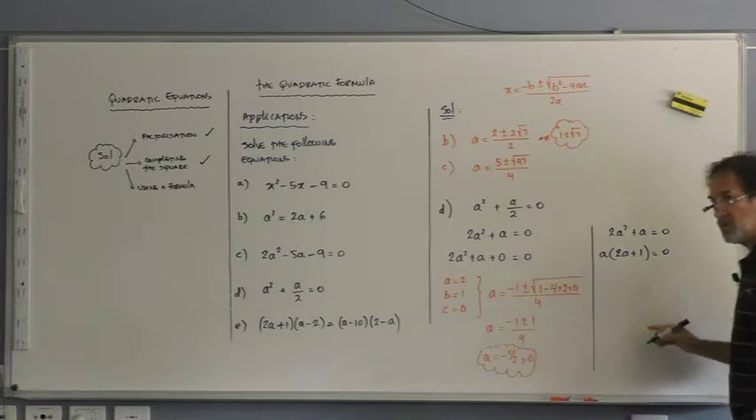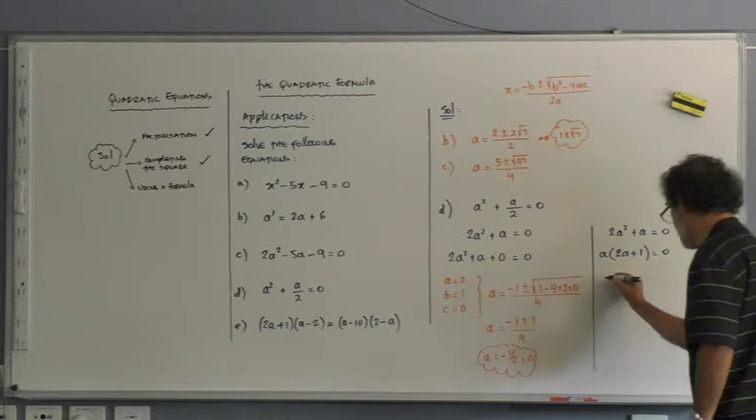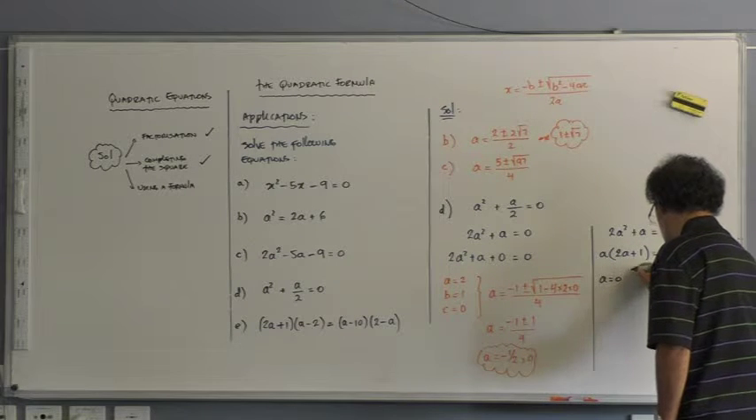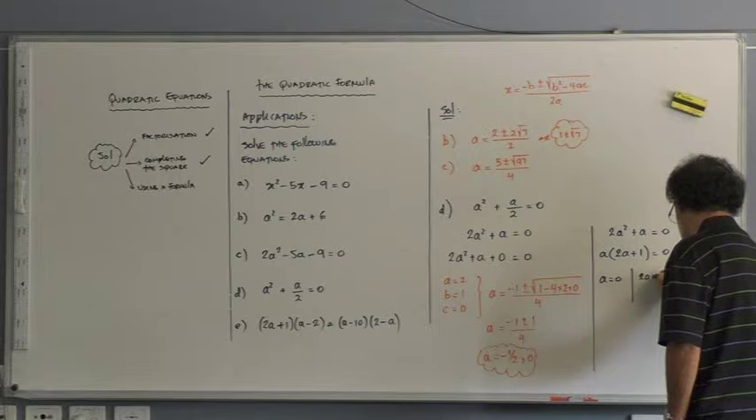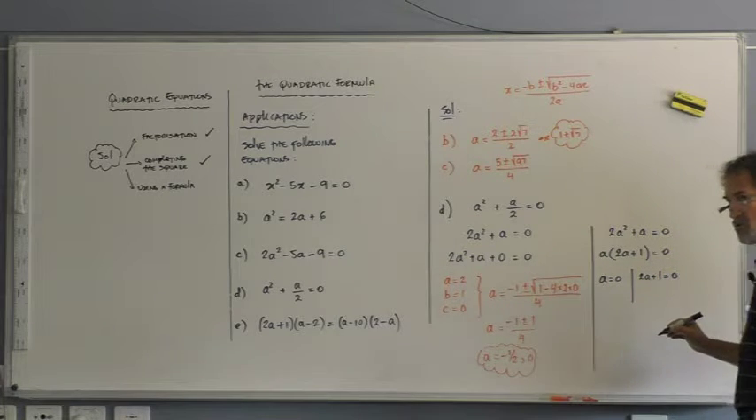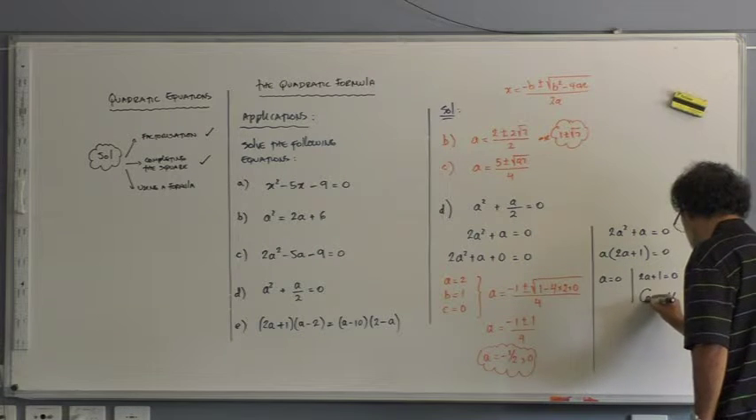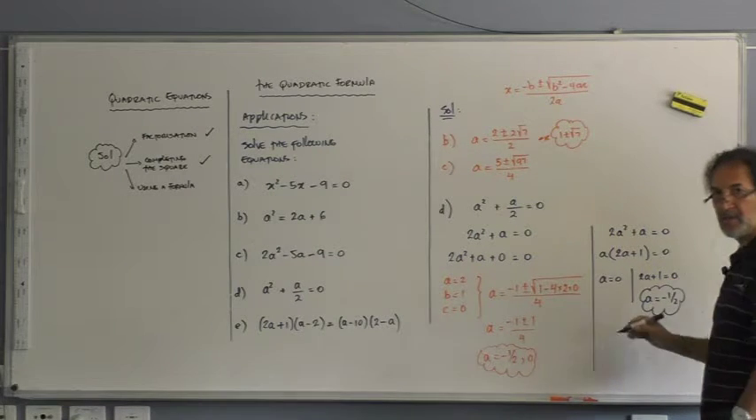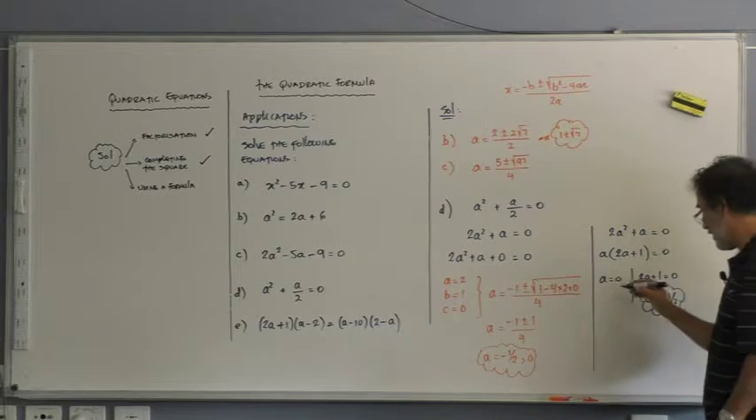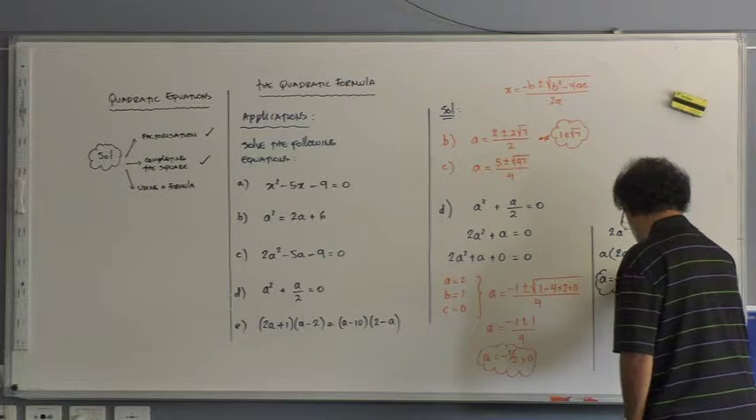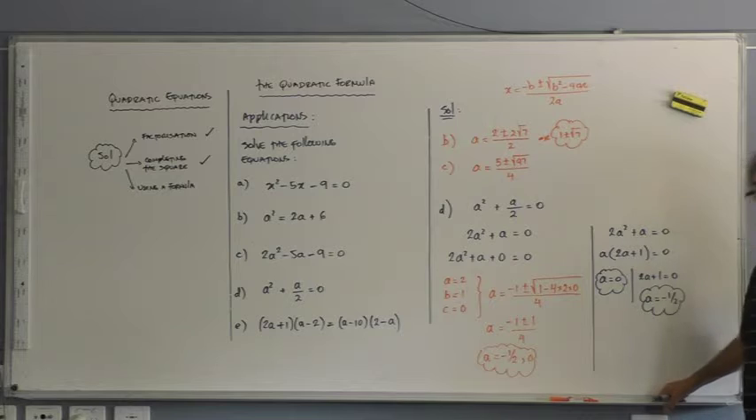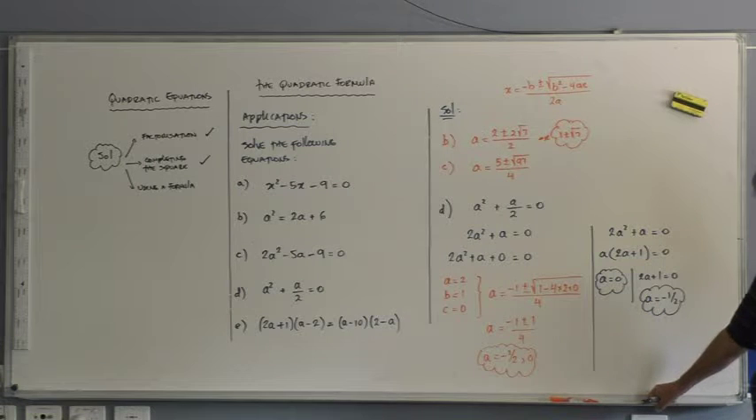equals 0. And then you can see we're going to have one solution, a equals 0, and the other one is going to be 2a plus 1 equals 0. And then this will give you the other solution, which is negative half. Can you see that it's quicker if you do it this way rather than using the formula? Okay, so that's why you've got to be careful. And with a little bit of practice and experience, you can say, okay, no, I'm not going to be using the formula because it's more complicated.